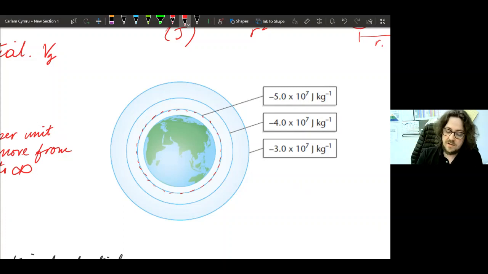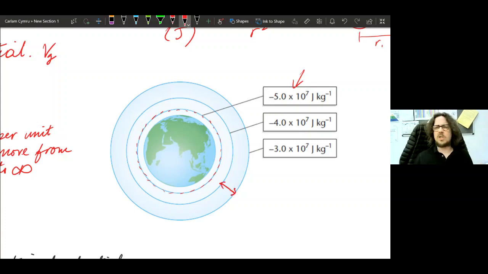You'll notice here that the one closest to the Earth's surface has a potential of minus 5 times 10 to the 7 joules per kilogram. And then the further we go out, the lower it gets. Now, you might need to work out the potential between two points, or how much energy it's going to take to move maybe a satellite between two different gravitational potentials.